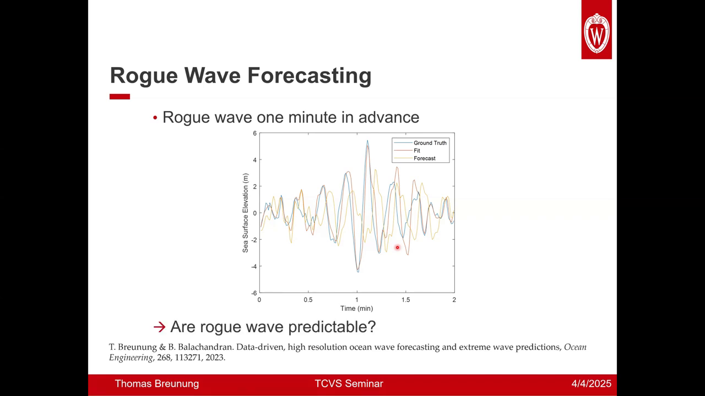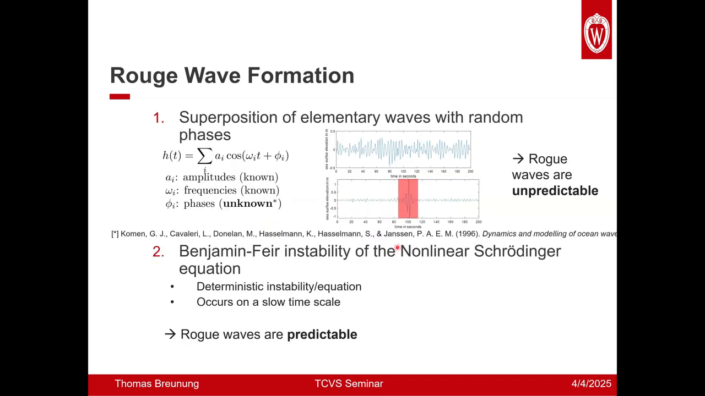And just to give you a little bit of an overview over the field, what is done there. For rogue wave formation, there are two main theories. One theory is that rogue waves are formed by a superposition of elementary waves with random phases. This model looks very similar to the model we have discussed before, where the amplitudes and the frequencies are known, but the phases are unknown, usually sampled from a uniform distribution on the interval between 0 and 2 pi. However, in this setting, because the phases are unknown, rogue waves are inherently unpredictable.